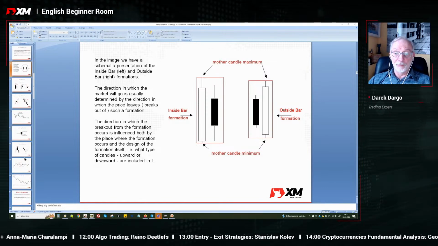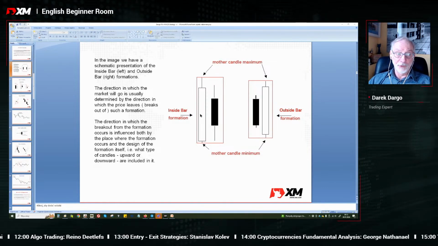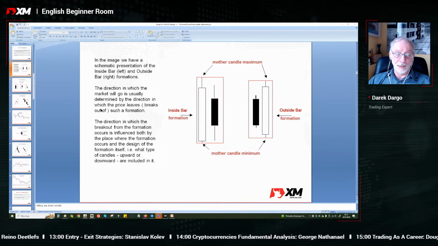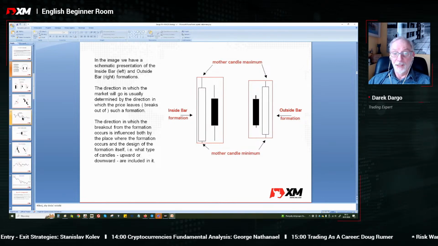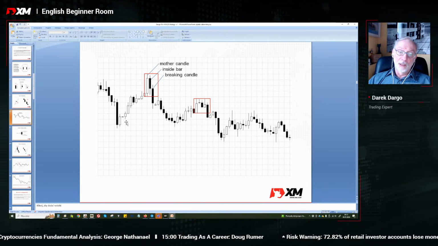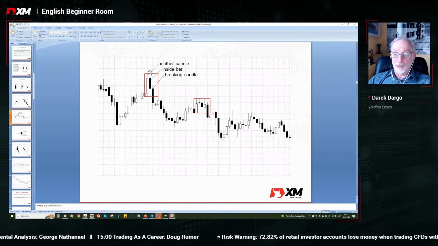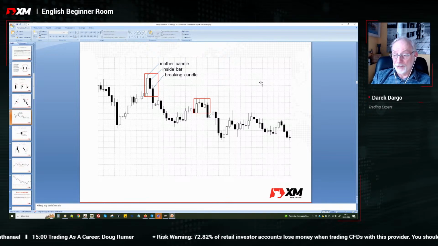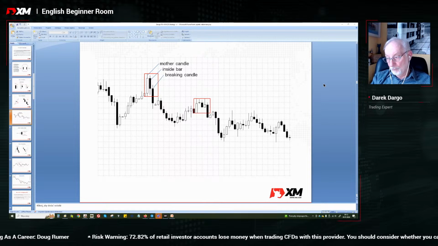How do those inside bars work? Well, usually you can take a look at a chart, typical chart. This is an inside bar pattern, okay? So we have an upswing. On the top of the upswing, we have a pattern, very typical pattern.